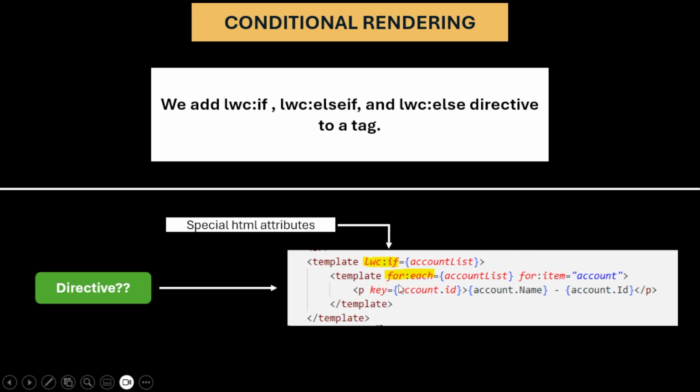For loops we have another directive, which we are going to talk about in a later section of this video, and that is the for:each directive which we use in case of loops. So I hope directive is clear.